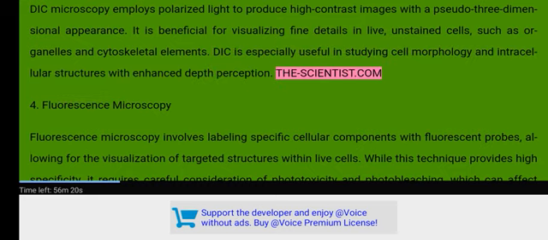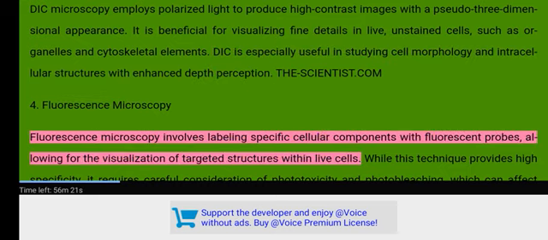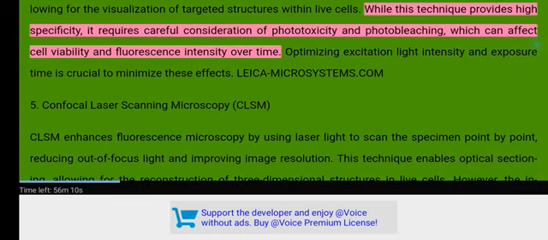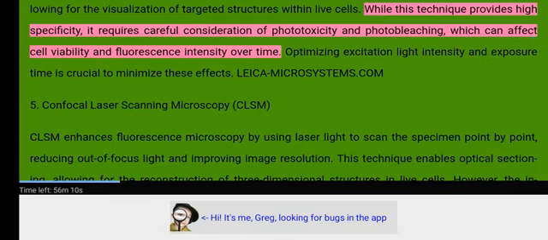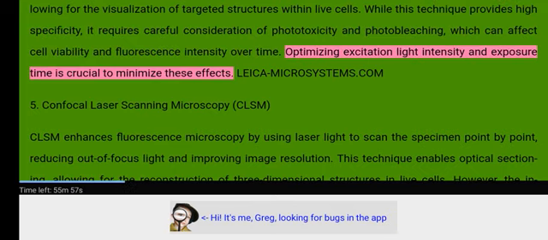4. Fluorescence microscopy. Fluorescence microscopy involves labeling specific cellular components with fluorescent probes, allowing for the visualization of targeted structures within live cells. While this technique provides high specificity, it requires careful consideration of phototoxicity and photobleaching, which can affect cell viability and fluorescence intensity over time. Optimizing excitation light intensity and exposure time is crucial to minimize these effects.